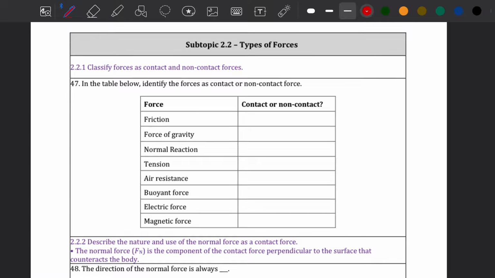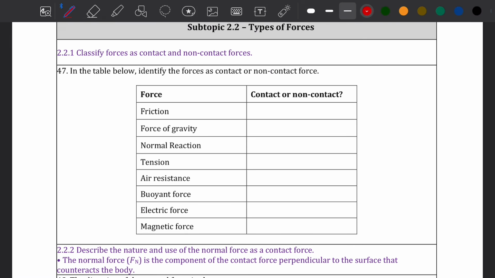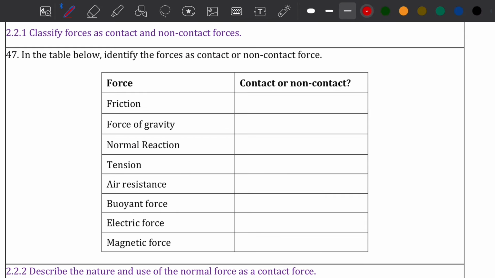Okay, next in the table below, identify the forces as contact and non-contact forces. Now that's easy. I'm just going to write contact as C and non-contact as NC. Friction is contact force. Force of gravity is non-contact. Normal reaction is contact. Tension is contact. Air resistance is contact. Buoyant force is contact. Electric force is non-contact. Magnetic force is non-contact.